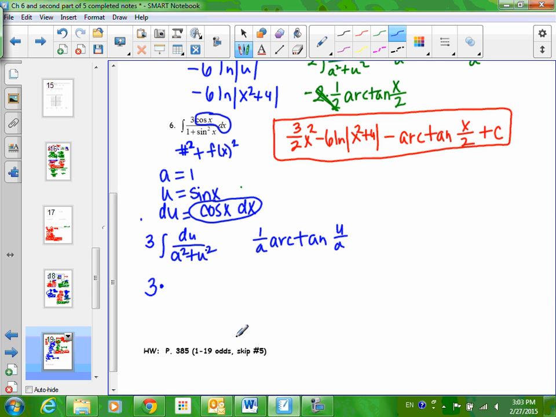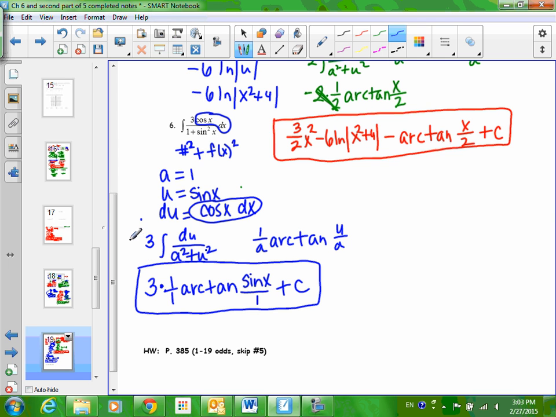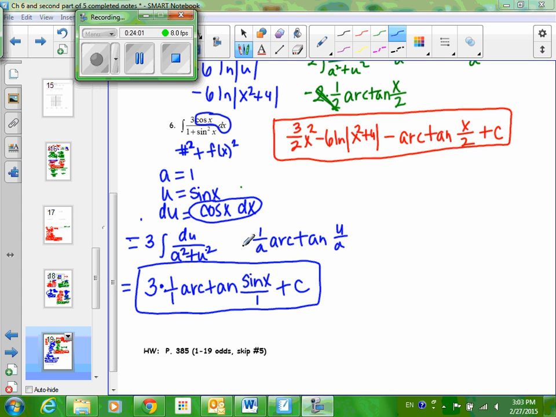There's the formula in case you were wondering. Okay, how's it looking? Great.